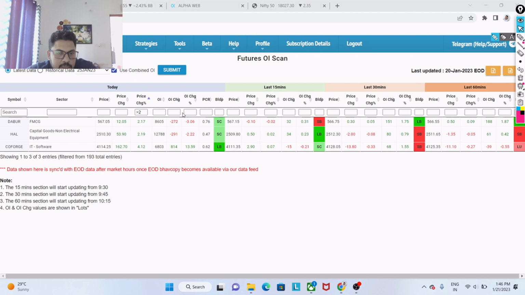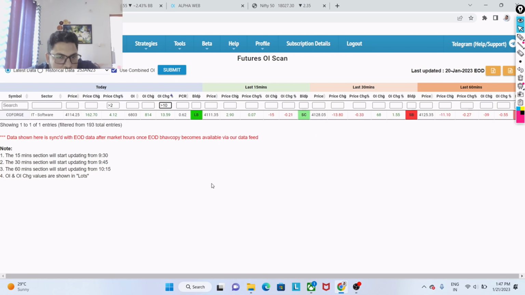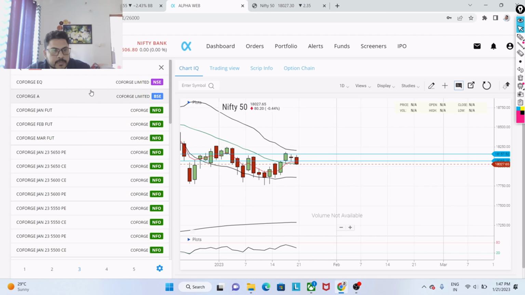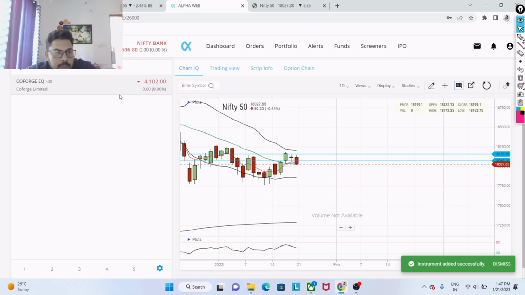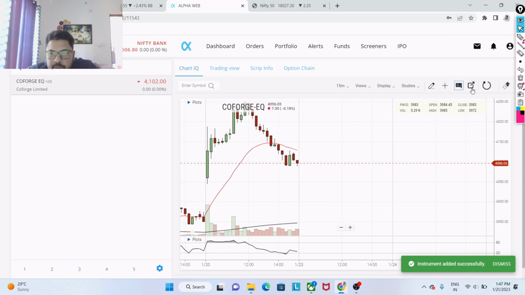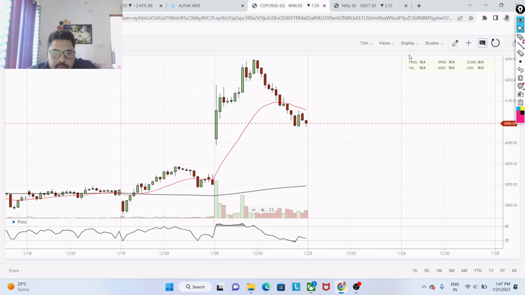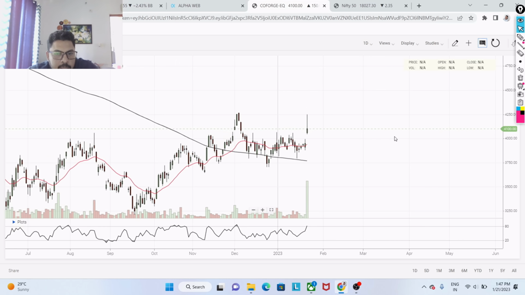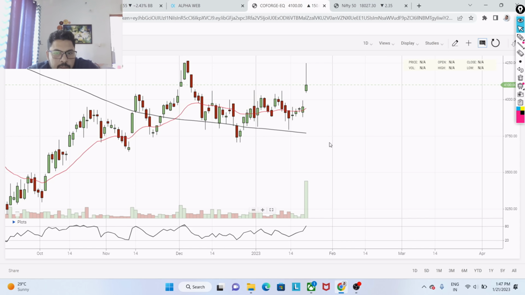So our price change is greater than 2%. Our OI change is also greater than 10%. So let's see how many stocks have come. We have got one stock, which is Coforge. So let's add Coforge here, NSE, and try to analyze using our 200 period moving average on a daily time frame. We have checked the open interest on a daily time frame. So let's see what is happening.